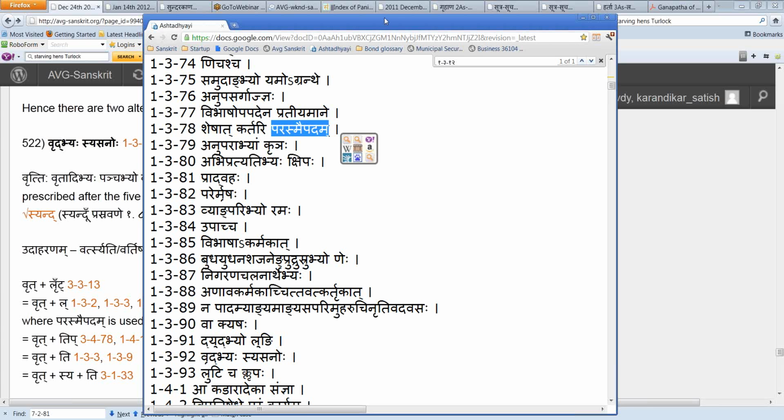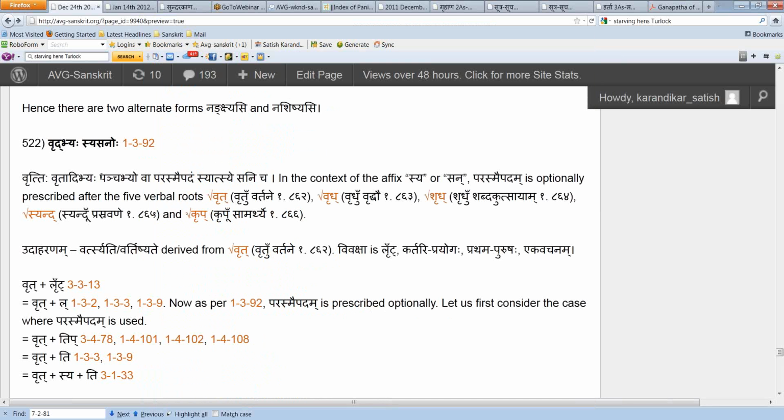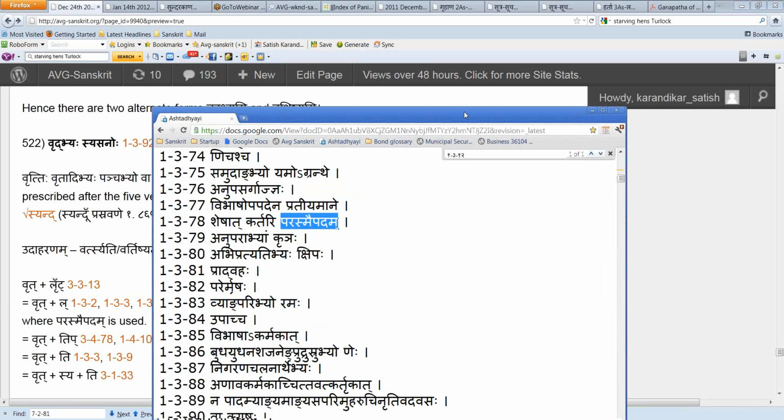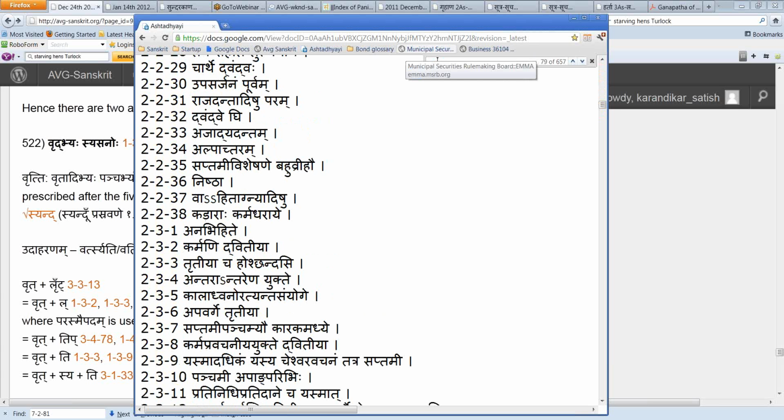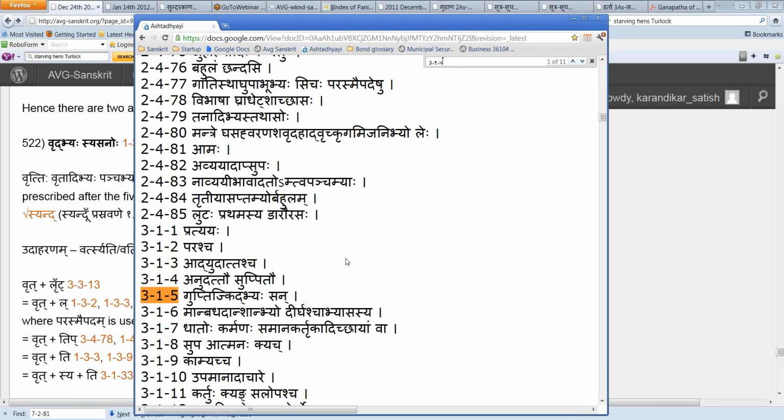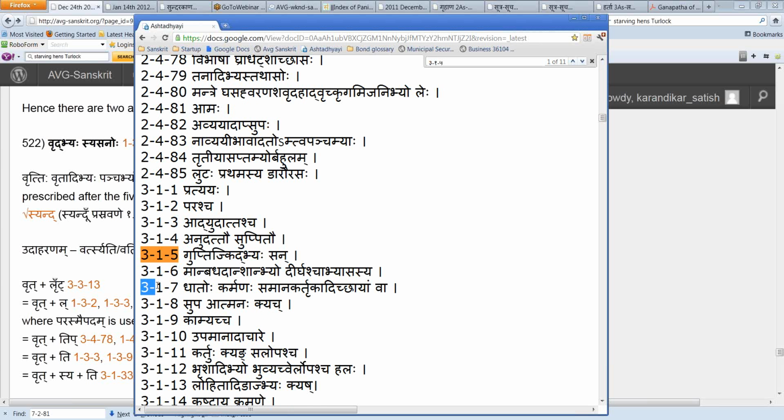So here we have vritadibhya panchabhya, these five dhatus, vrit, etc. Va parasmaipadam syat sye syanicha: in the context of the pratyaya sya or the san pratyaya. San pratyaya, we have not seen it, but we will see it later on in the year, sanadhyanta dhatavaha. We'll study pratyaya san later on, particularly 317, the desiderative forms. Don't worry about san for the time being. So let's look at only the pratyaya sya.